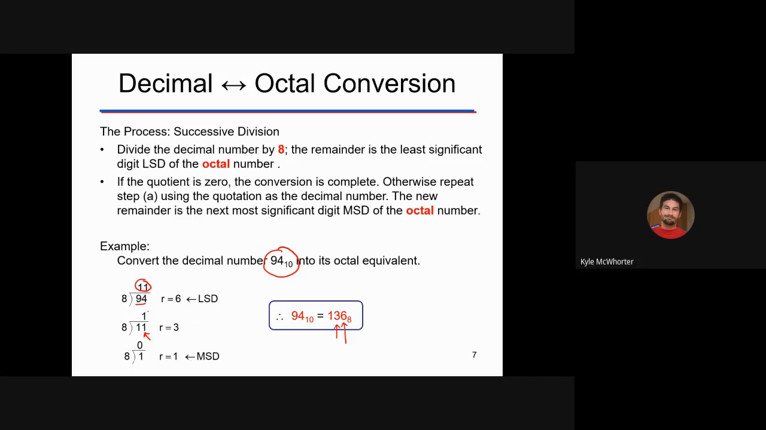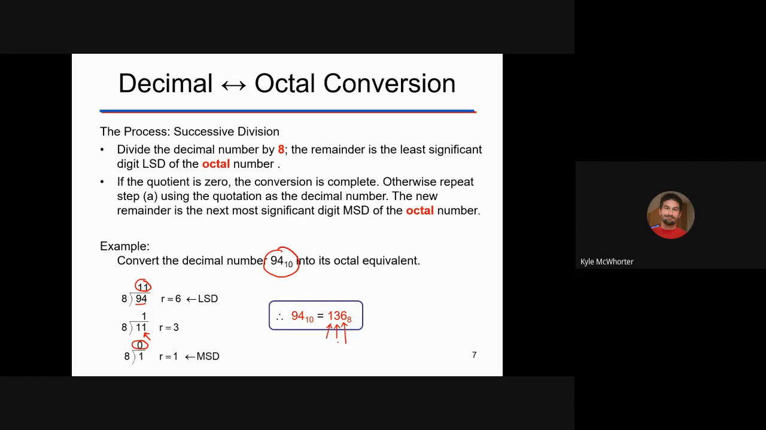Then we're going to take the 1 up here. 8 goes into 1 0 times. Whenever you get the 0 up here, that means this is your last step. 8 goes into 1 0 times. The remainder is 1, so that's why our last digit here is a 1.